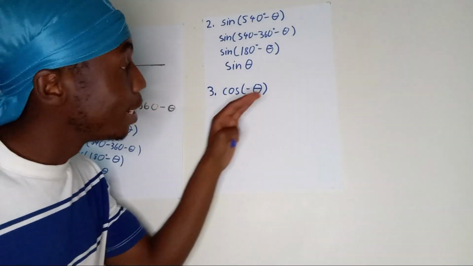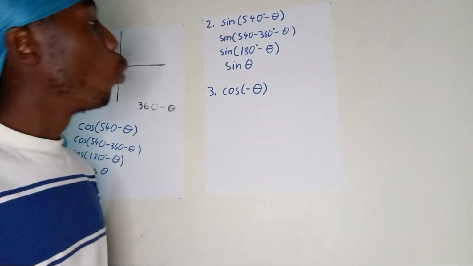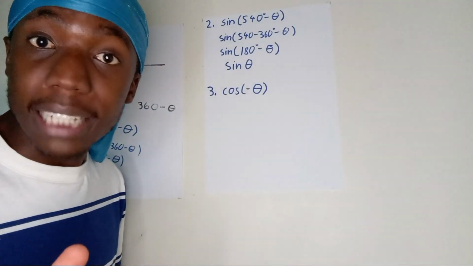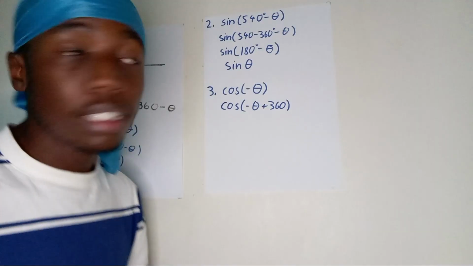Let's do another one. Now we've got cos(negative theta). What did I say previously? Whenever the angle is negative, you add 360. Now let's add 360 there. We've added 360. Now what do we do?